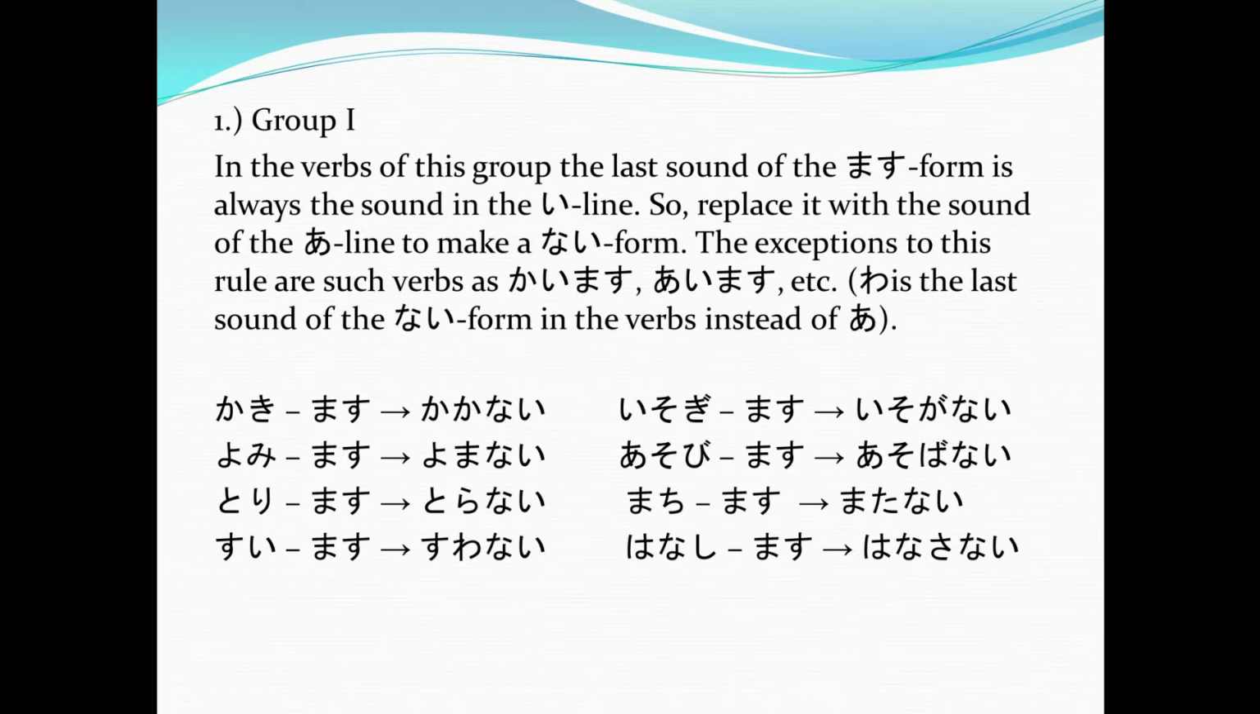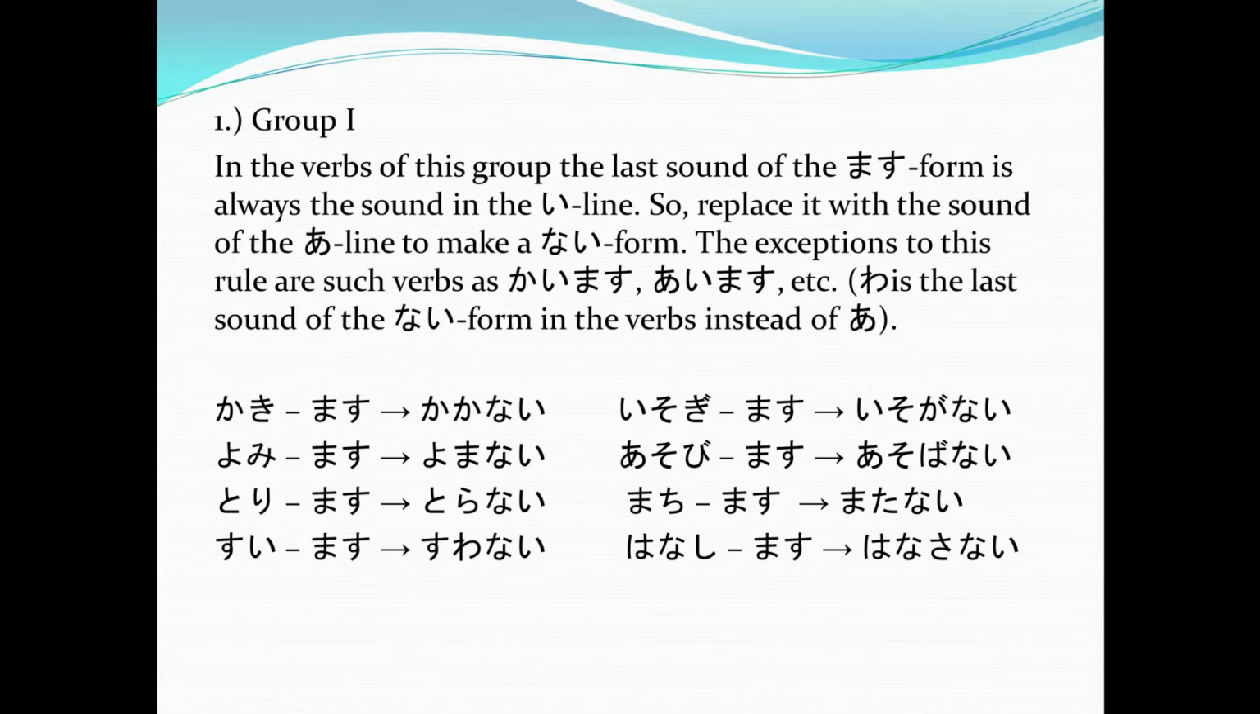Now next example, we have yomimasu, to read. How do we change yomimasu into its nai form? The last sound before the masu is mi, right? What is the A line counterpart of mi? Of course, it's ma. So we drop the masu, change mi to ma, then add nai. So yomimasu will be yomanai. Again, yomanai is the nai form of yomimasu.